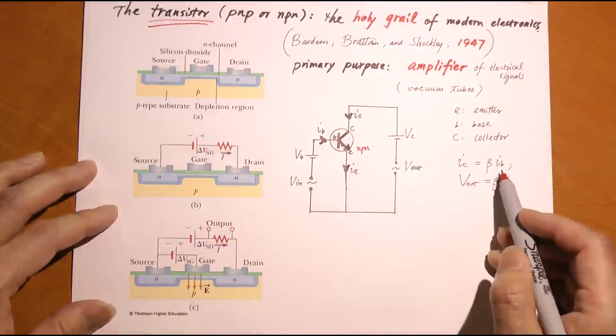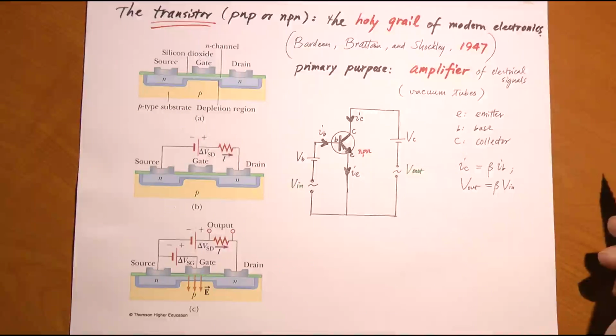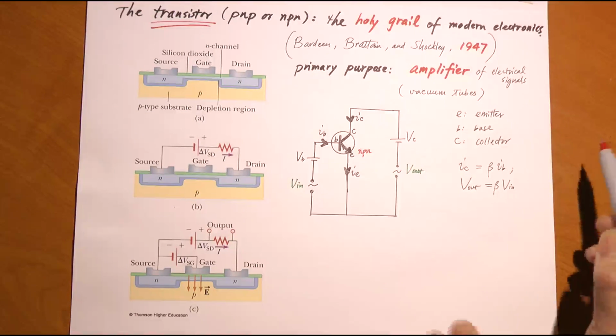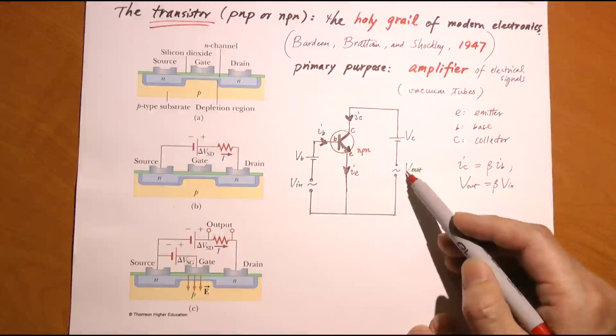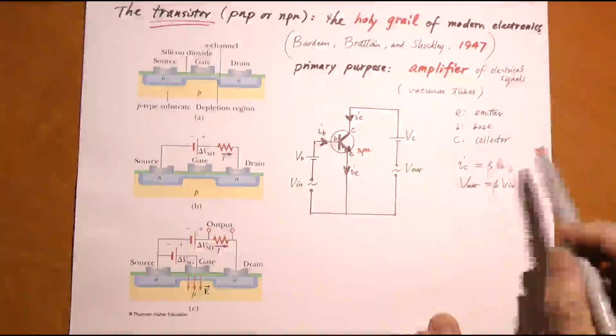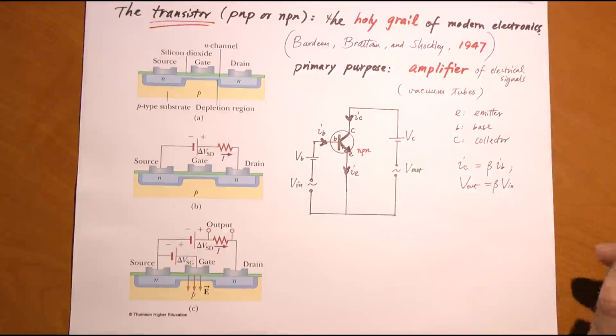Beta is called the gain factor, which can be typically a few hundred for a transistor. So if you have an input signal, you have an output signal, the output signal can be several hundred times the input signal. So this is how the transistor can act as an amplifier.